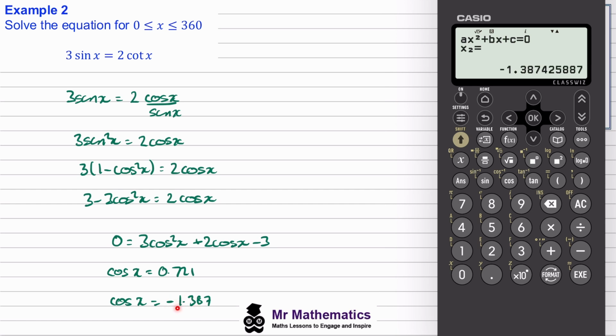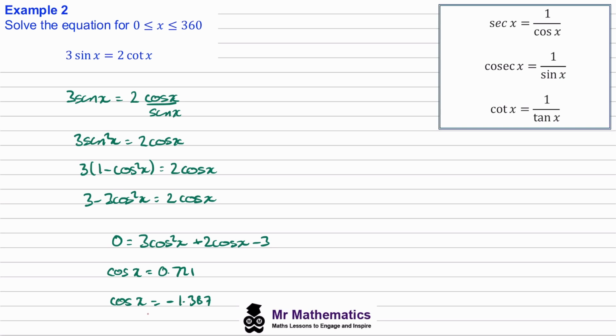Now, this solution is not valid. Why do you think this solution might not be valid? Well, it's not valid because the range of cos x is between negative 1 to positive 1. So we can cross this solution out. We need to focus on this one.